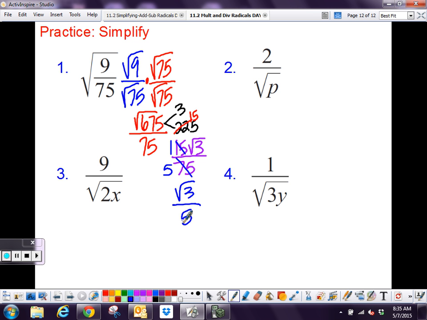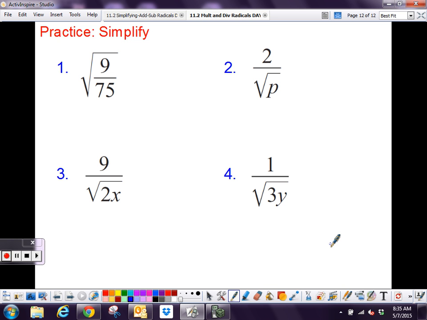So either way, pick the way you want to work it. I think it's easier to simplify from the very beginning because you're working with smaller numbers, but it is totally up to you. All right, so that was square root of 3 over 5.